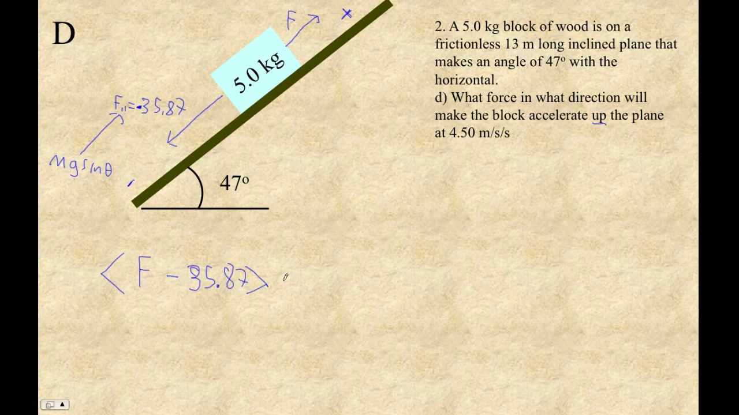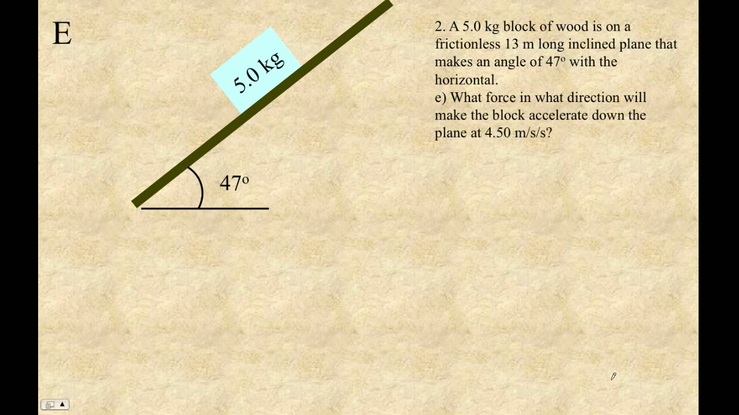That's our parallel force, and that equals 5 times, and this is up the plane, so that becomes a positive 4.5. So I can do this: 35.87 plus 5 times 4.5 is 58.37. Now we have only 2 sig figs, so we have to say 58 newtons. Smiley, we've got to put a little smiley face there. And then E does this.